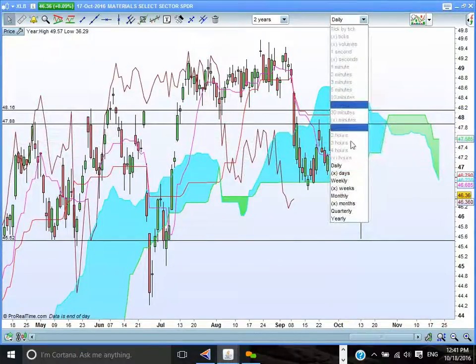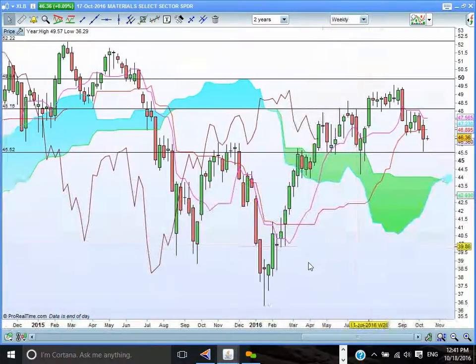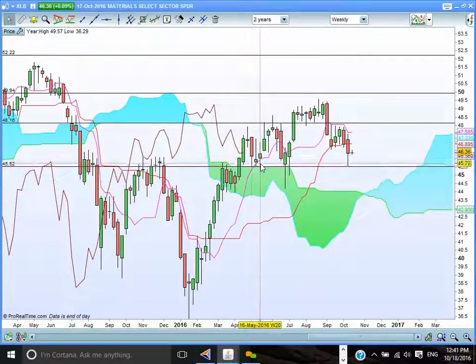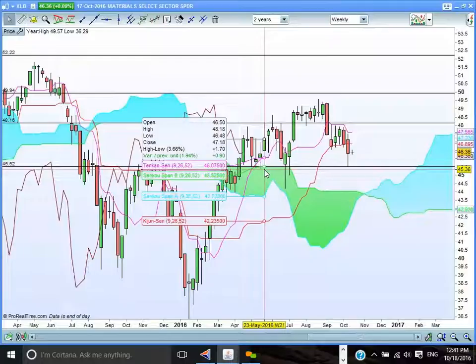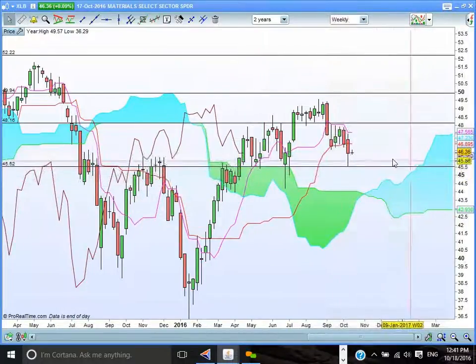Okay. So there we go. This is the old cloud chart support levels of May, which is a significant level. So we're getting close to a buy zone within a weekly cloud chart as well. So be aware of that. Okay.